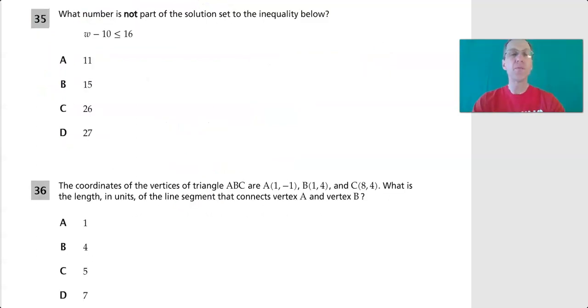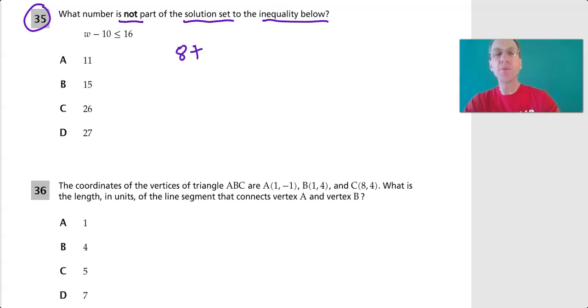All right, we've got number 35. This is a thinker. It says, what number is not part of the solution set to the inequality shown below? So remember, we talked about inequality.